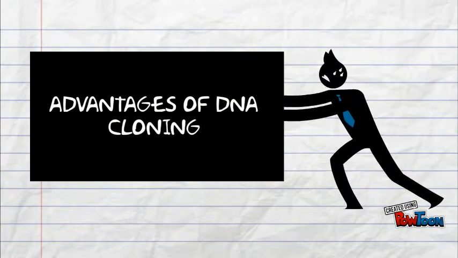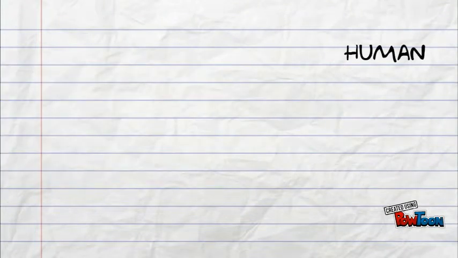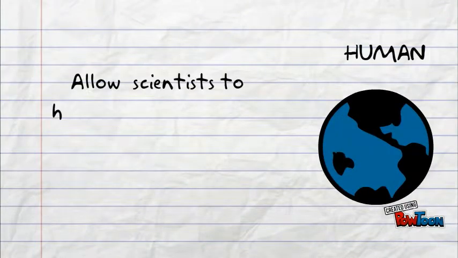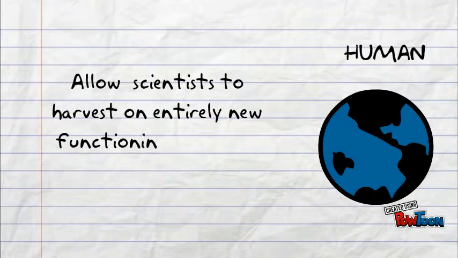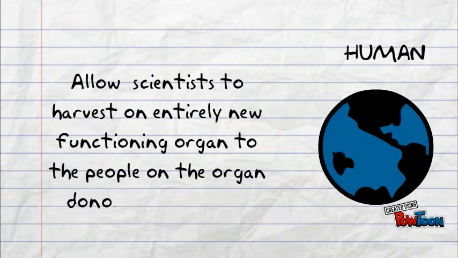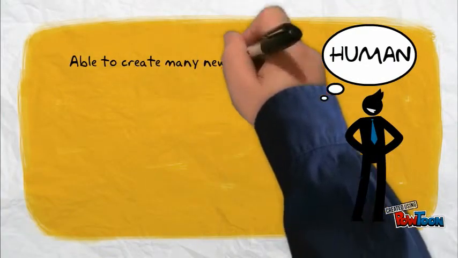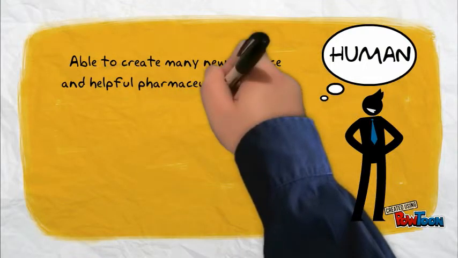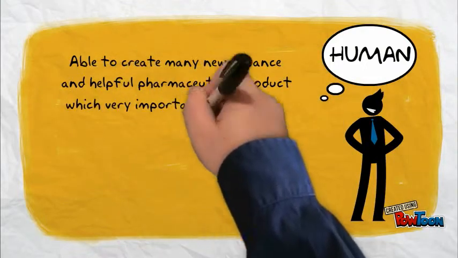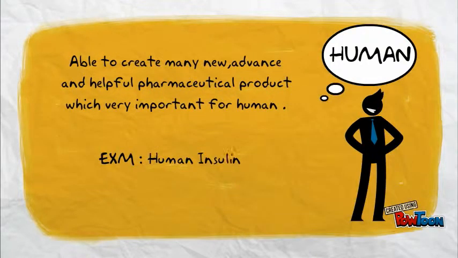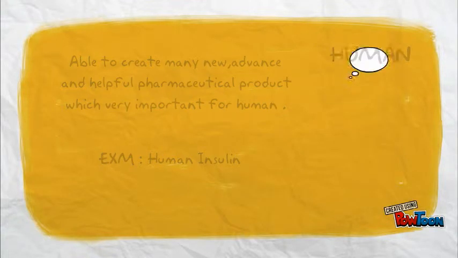Advantages of DNA cloning. For humans, DNA cloning allows scientists to harvest entirely new functioning organs for people on the organ donor waiting list. Besides, gene cloning is also able to create many new, advanced and helpful pharmaceutical products which are very important to humans. An example of a pharmaceutical product is human insulin.